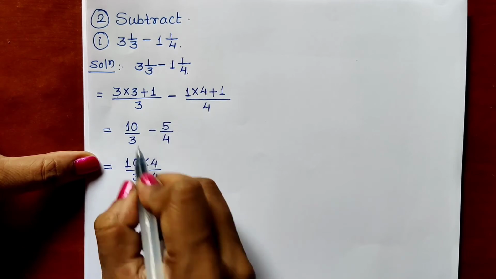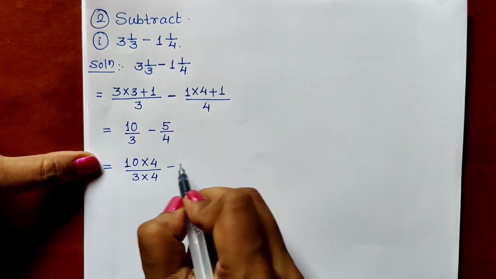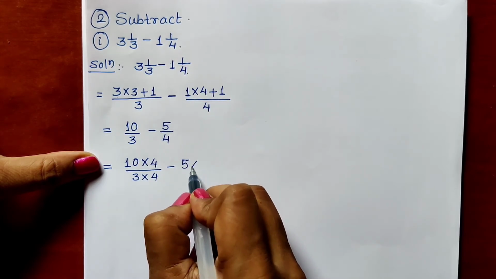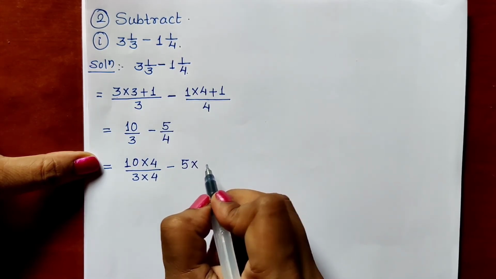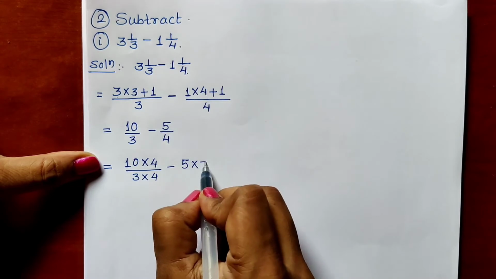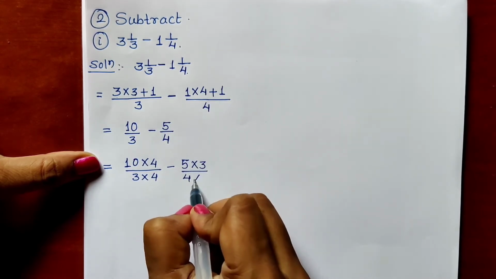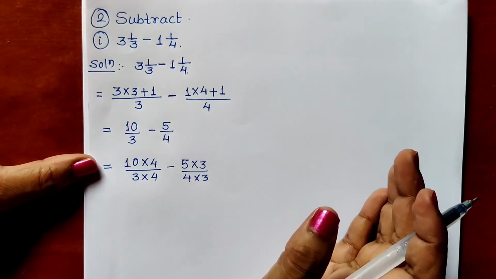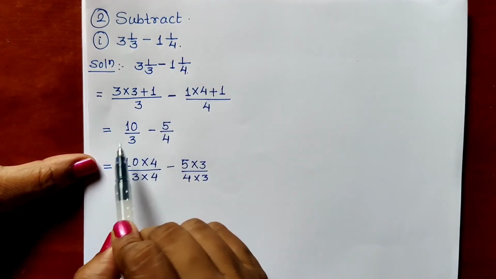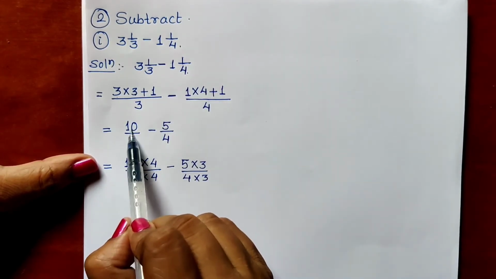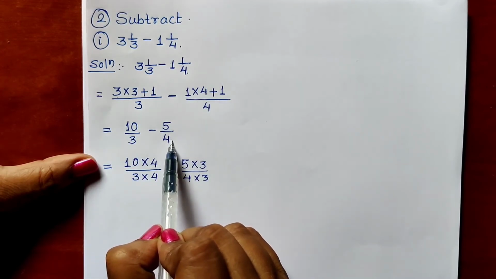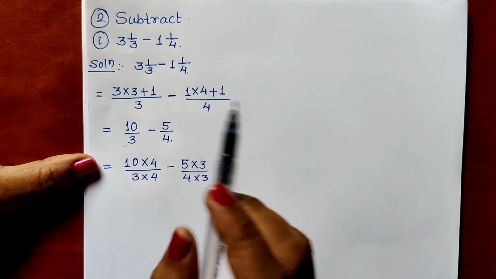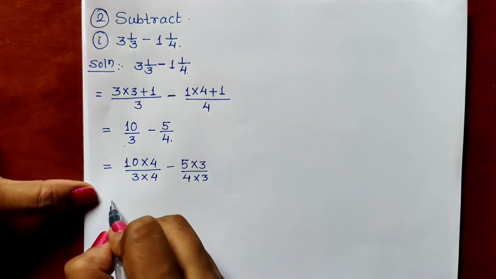We have multiplied the first fraction by 4, minus the second fraction by 3, because multiplying only one fraction will not be possible. So 5 into 3, 4 into 3. If you multiply only one fraction, we will not get equal denominators, and that's why we will have to multiply both these fractions. The first fraction by the denominator of the second fraction, and we have to multiply the second fraction by the denominator of the first fraction. Now let us write the answer.